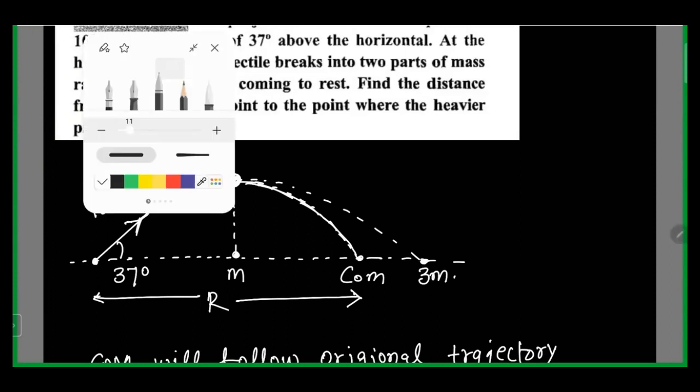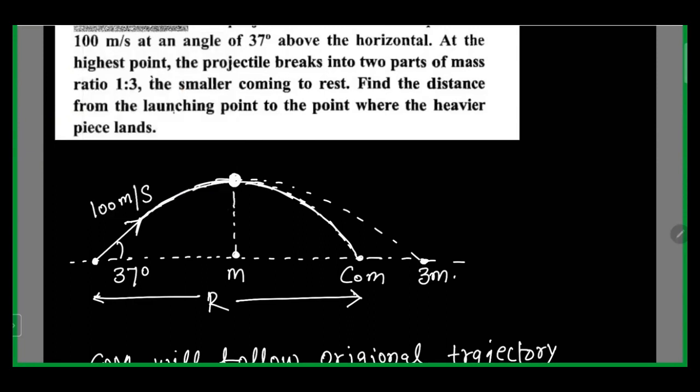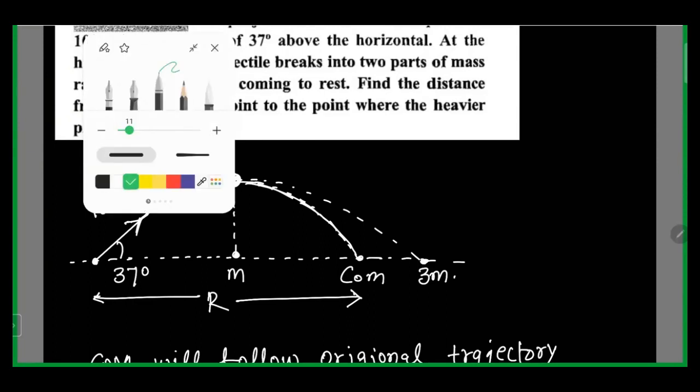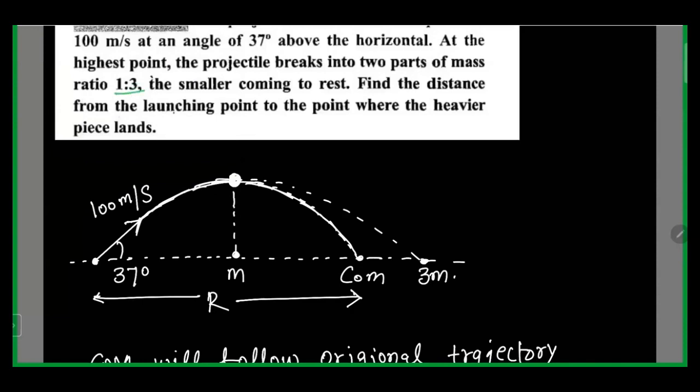Both parts have masses in the ratio 1:3. So if the first part has a mass m, then the second part will have mass 3m. The smaller part comes to rest. So what happened when it exploded here? The smaller part comes to rest. If it comes to rest, what will happen? It will come down and fall to the ground.